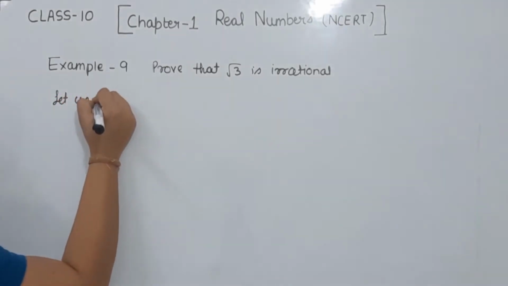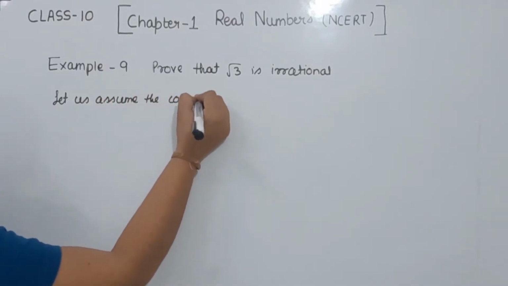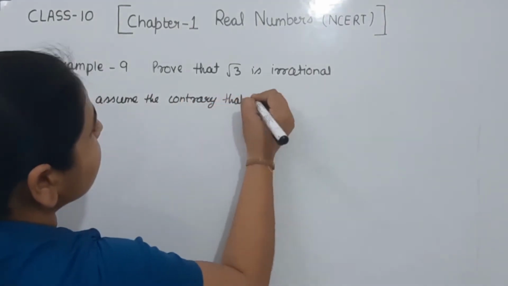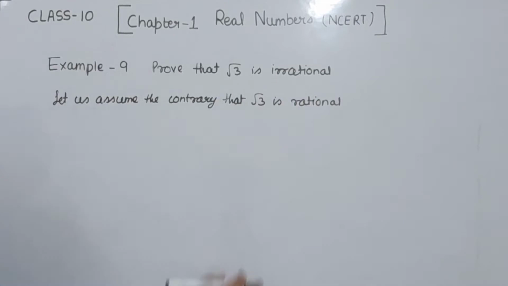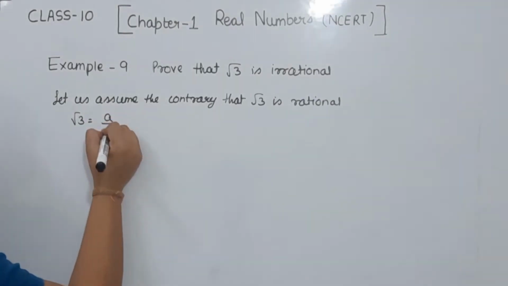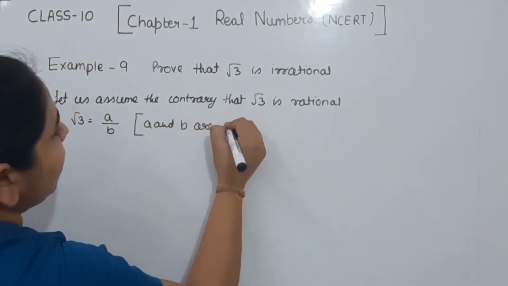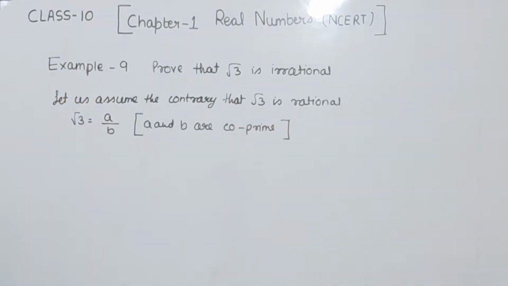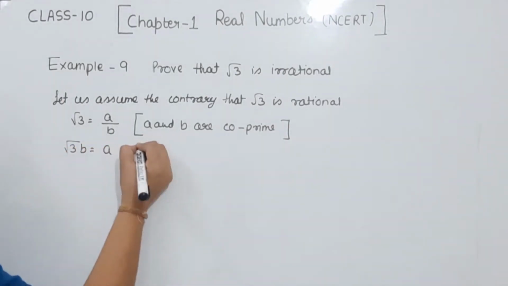Let us assume the contrary, that root 3 is rational. If we have assumed root 3 as a rational number, then root 3 is equal to a by b, where a and b are co-prime. Co-prime numbers are numbers which have only 1 as a common factor. Now we are going to transpose this b here. So this one will give root 3 b is equal to a.